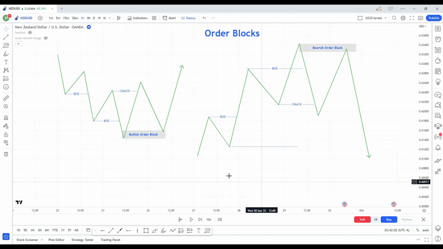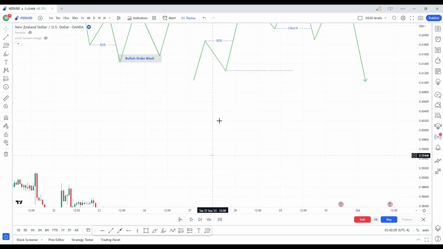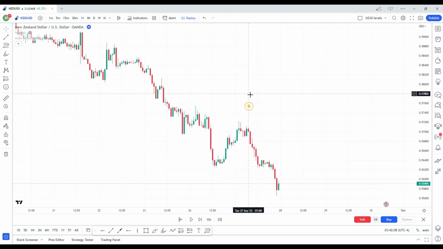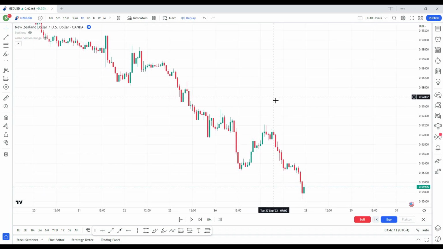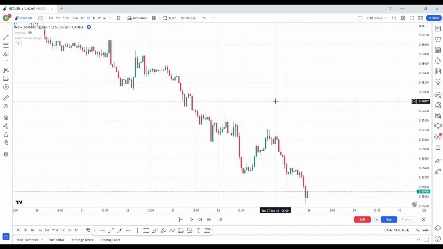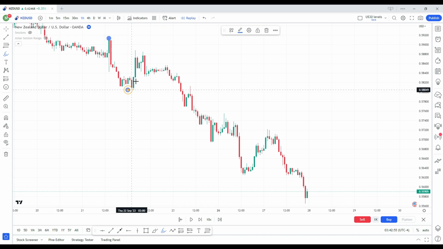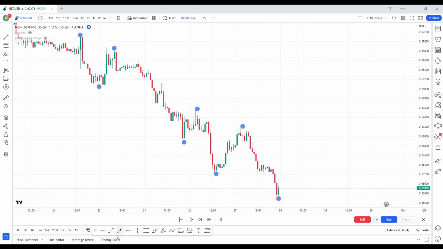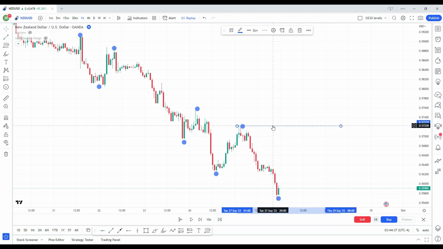So let's look at a real example from NZD/USD. So this is a clear downtrend. The market is making lower high, lower low, lower high, lower low, lower high, lower low, lower high, lower low. So for a valid higher low, this line, the break of structure, these lines must always be respected.